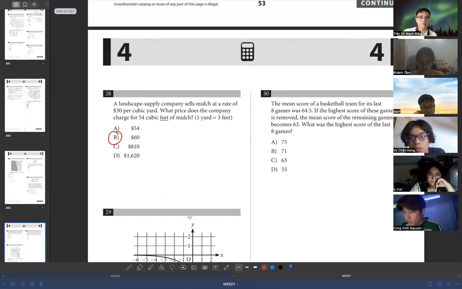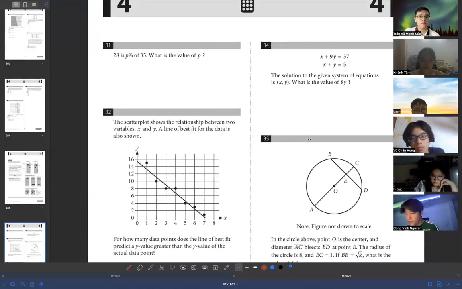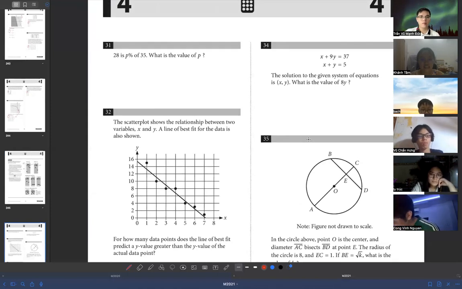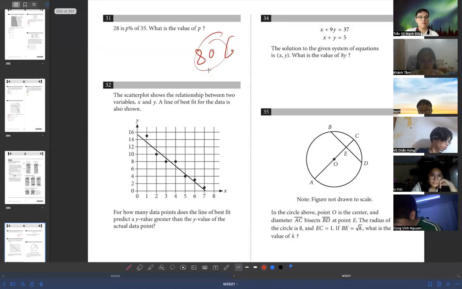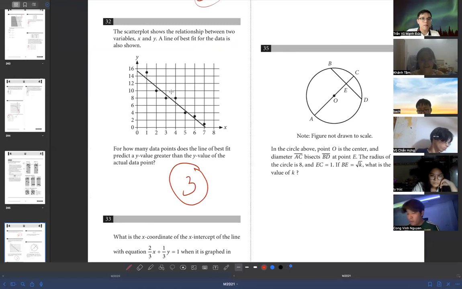30. 38. What's the highest score of 8K? All right, 38. Next up, back to Thumb. 31 is 80. Correct. 32. 3. Right? Is it 3? Yes.